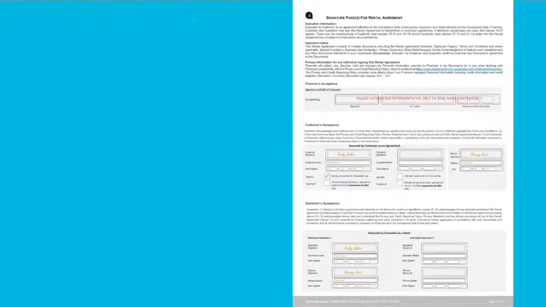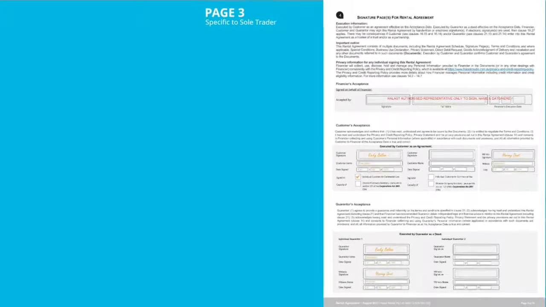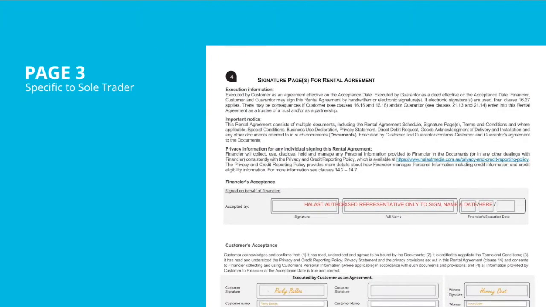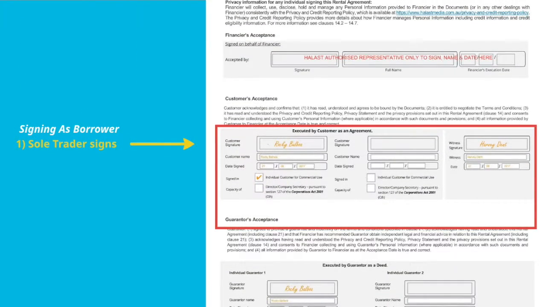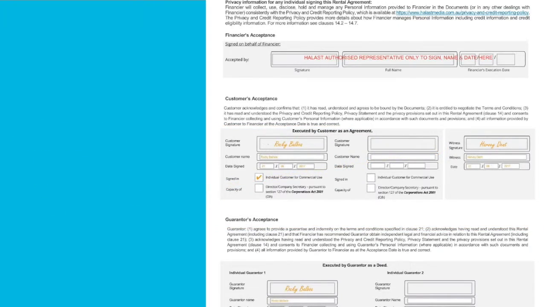Now we'll look at how a sole trader needs to sign the agreement. As the sales rep, you'll sign the financier's acceptance. The sole trader signs as customer and writes in their name and the date signed. There is no company involved, so tick as an individual and be sure to witness their signature.